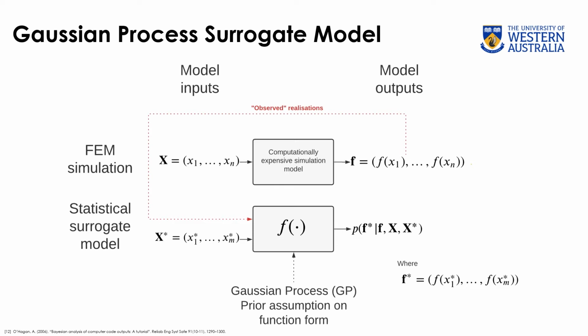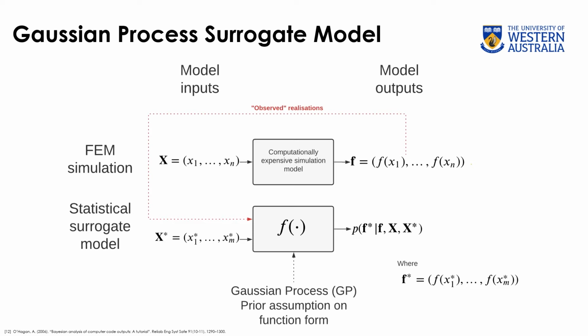The GP prior, essentially a prior assumption on function form, is represented through a mean function and covariance kernel, discussed later. The manipulation of multivariate normal distributions is well understood, and as such the prior can be conditioned on the observed data f of x relatively easily. This results in a posterior predictive distribution, p of f star, given f, x, and x star, where we can predict the value of f of x star alongside some uncertainty bounds.